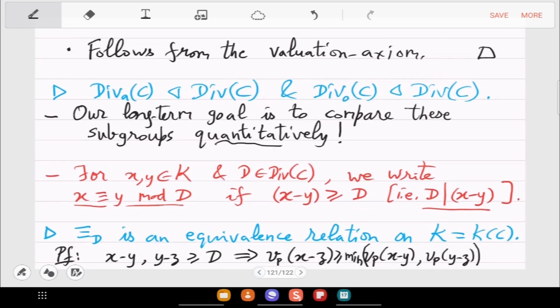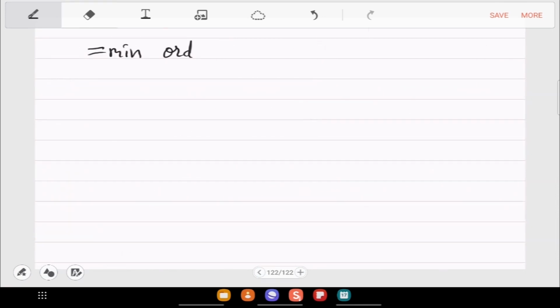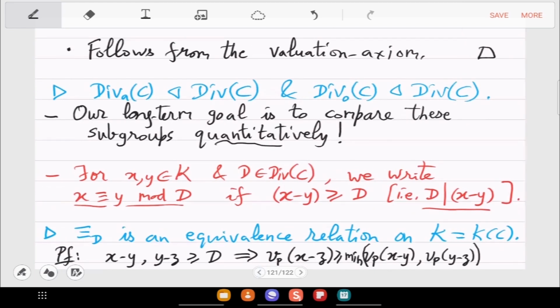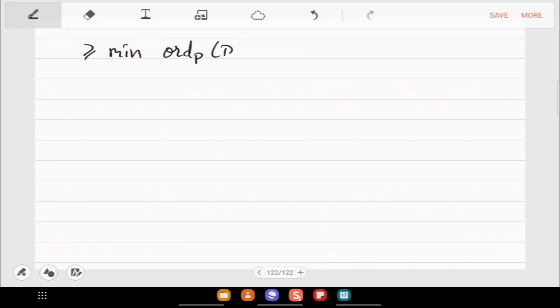So, this will be greater than or equal to the order of p in D. That's the formal proof.